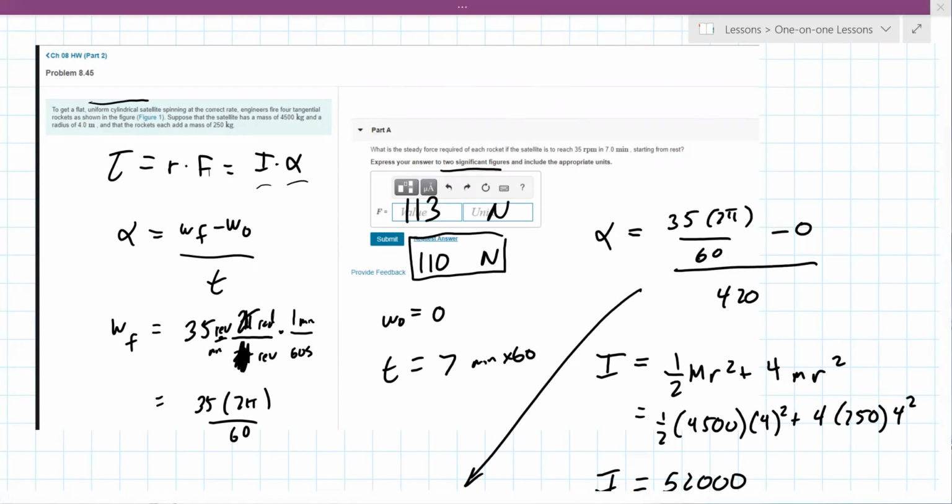Just check the calculations again. 52,000 times alpha. Yeah, that's what they're getting. 52,000 is 1/2 mr squared, 4 times that times that. Okay, the I is reasonable. Alpha. They do times R. That doesn't seem right.